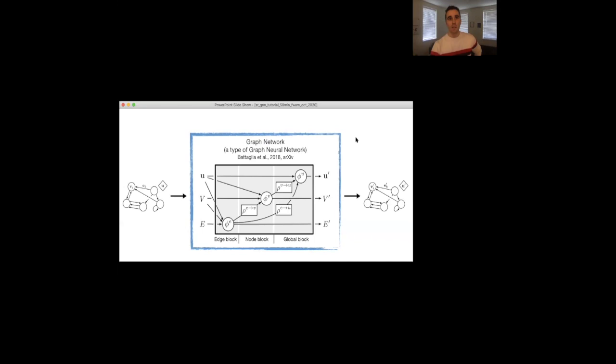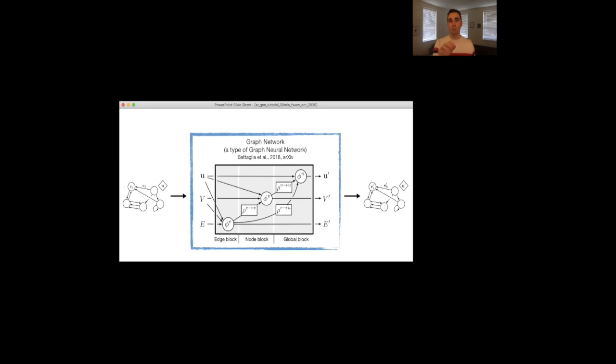Can I ask a quick question? The capital V and capital E that are going in are lists of numbers that live on the vertices and numbers that live on the edges. Is that right? Because often you'll see V to mean the set of vertices. It's a function that lives on the vertices, and E is another function that lives on the edges.